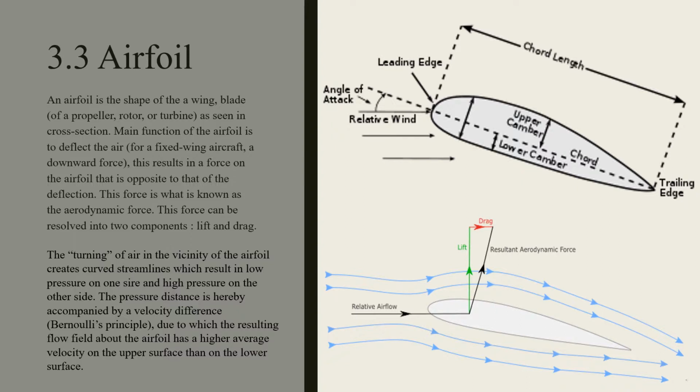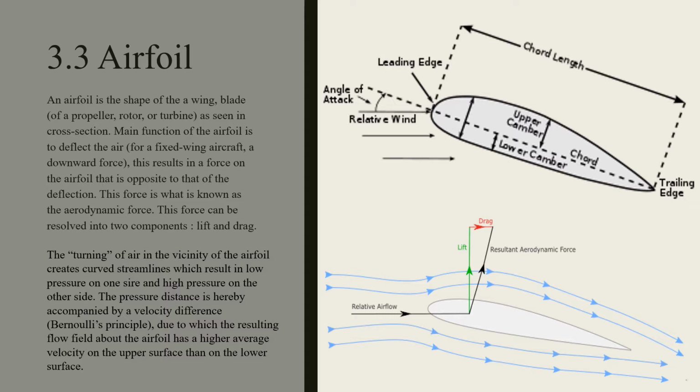Airfoil. An airfoil is the shape of a wing blade, which could be of a propeller, a rotor, or a turbine, as seen in the cross-section. The main function of the airfoil is to deflect the air. This results in a force on the airfoil that is opposite to that of the deflection. This force is what is known as the aerodynamic force. This force can be resolved into two components, lift and drag.